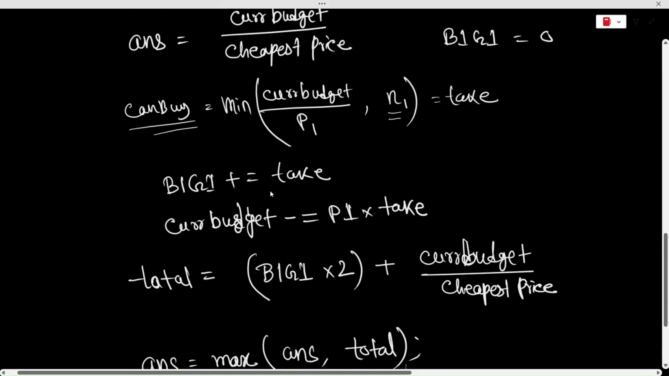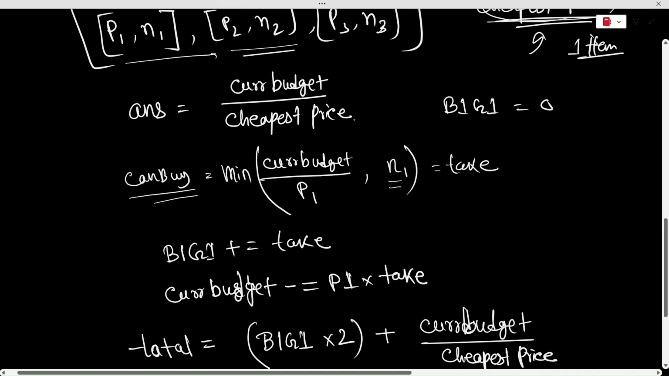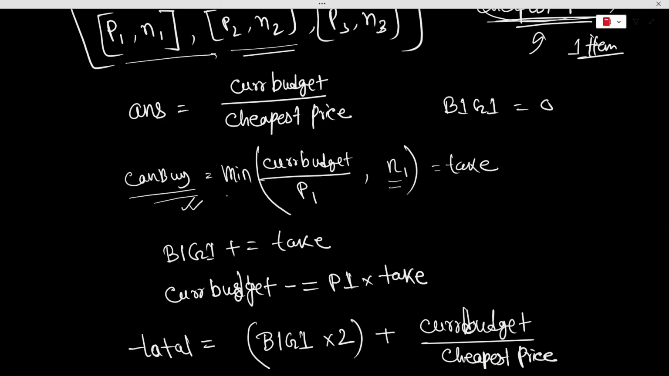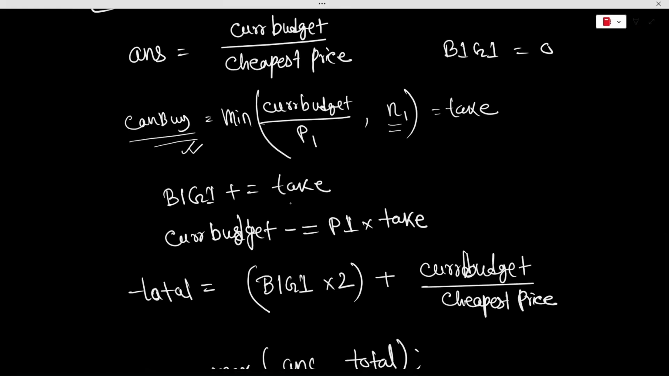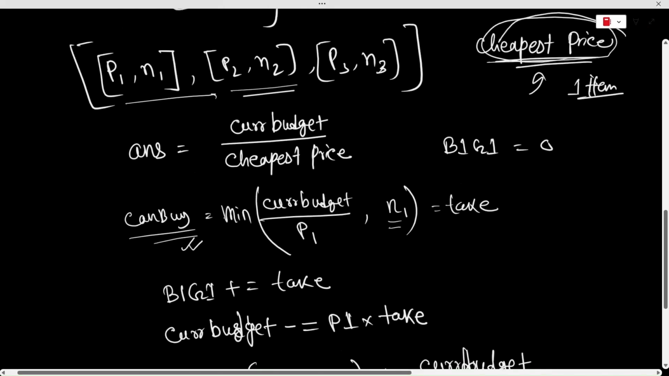Now in the next iteration we'll consider P2 and N2 here. Again check how much we can buy here. It will be again the minimum of current budget divided by P2, comma N1. And if you are taking it, our buy one get one will be updated by the take, and our current budget would be reduced by 2 into take.